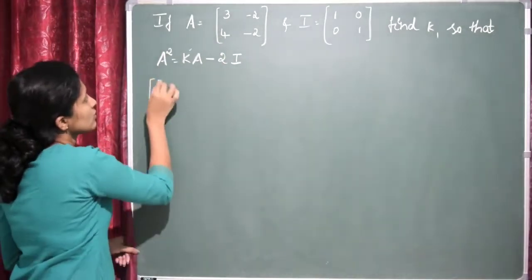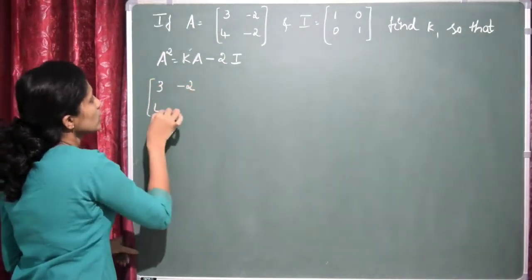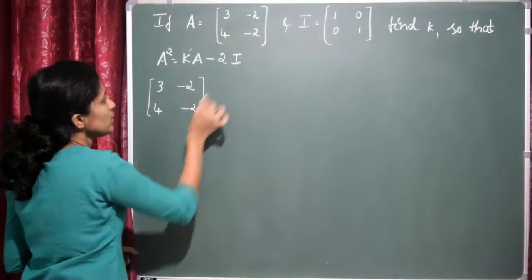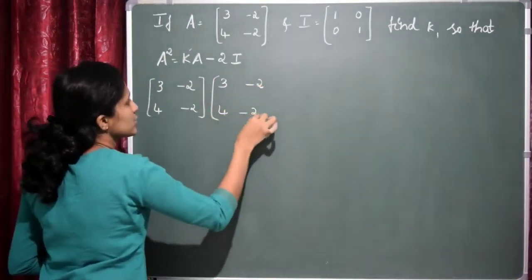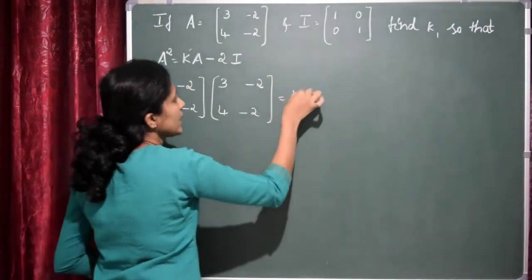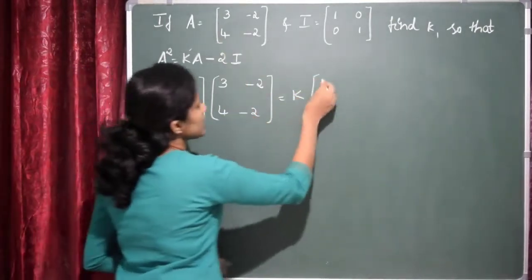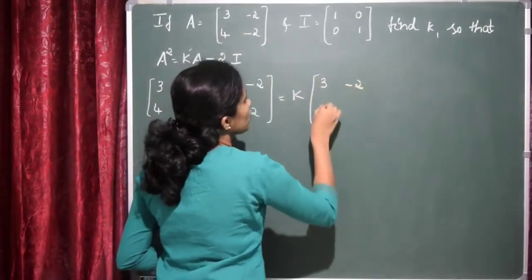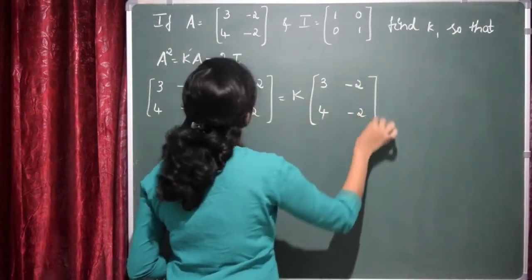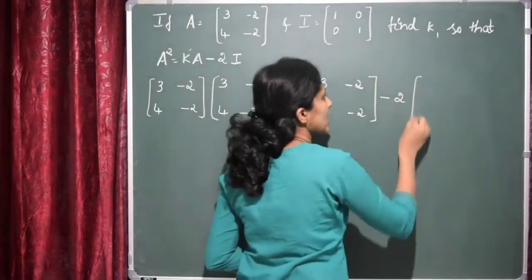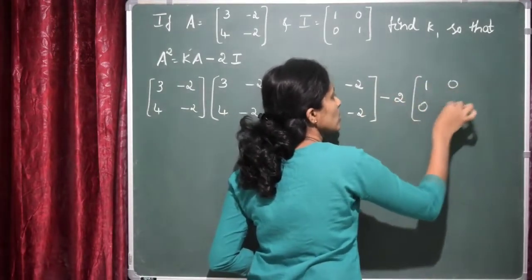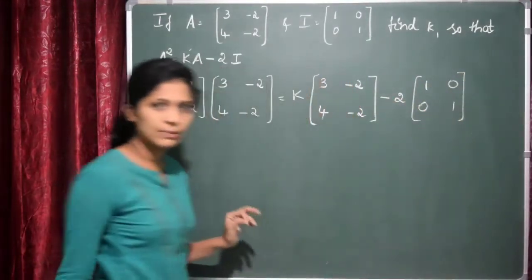So this will be now [3, -2; 4, -2], A into A, again [3, -2; 4, -2]. This is equal to K into, what is A? Again that is [3, -2; 4, -2], minus 2 into I. I is the identity matrix of order 2 by 2, [1, 0; 0, 1]. Now we'll multiply this one.